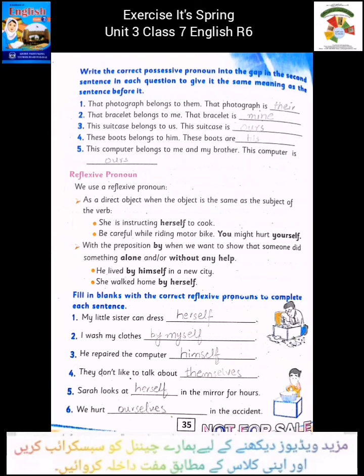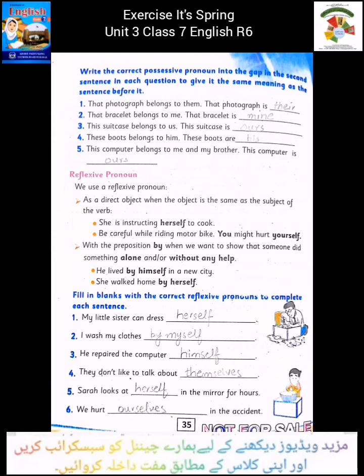So the next is reflexive pronoun. We use a reflexive pronoun as a direct object when the object is the same as the subject of the verb. Like for example, she is instructing herself to cook. So here the subject is she, and we are using herself instead of she. Be careful while riding a motorbike. You might hurt yourself.